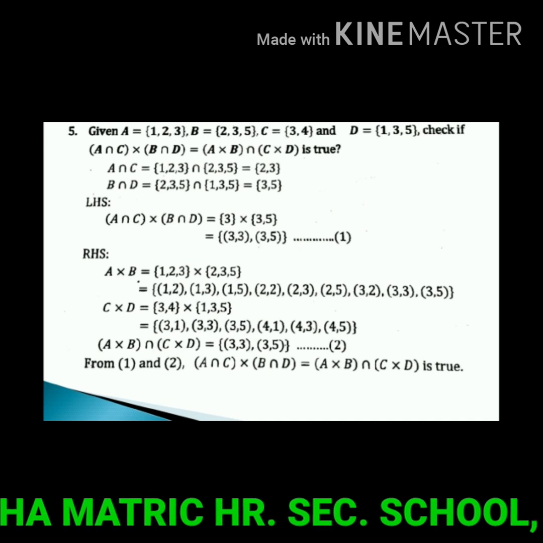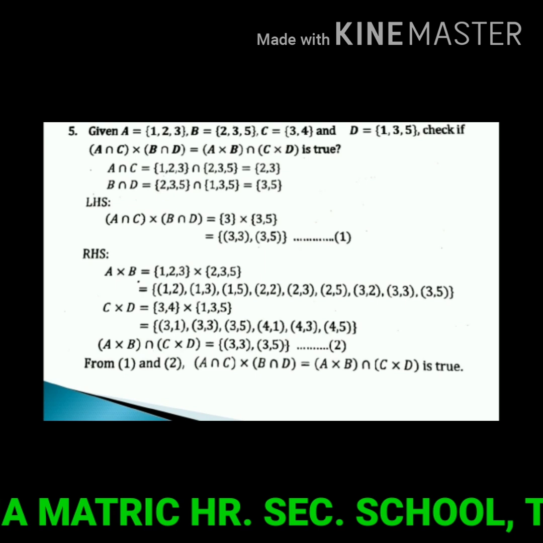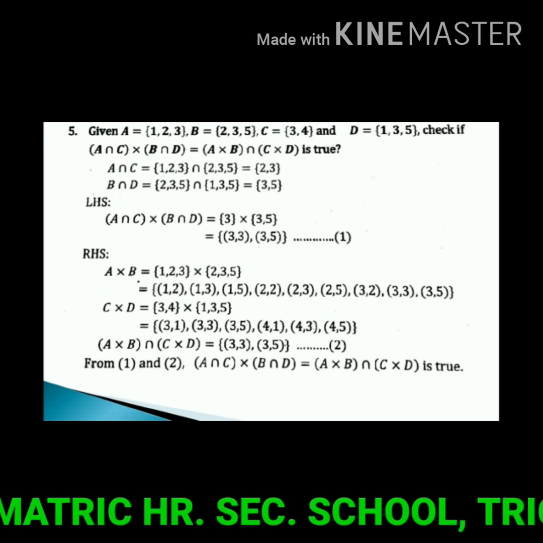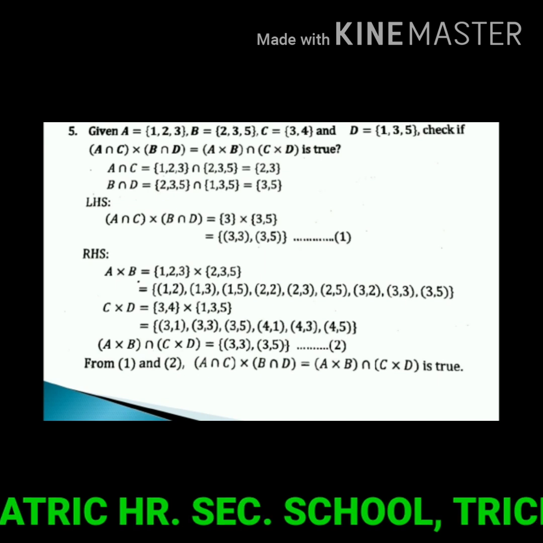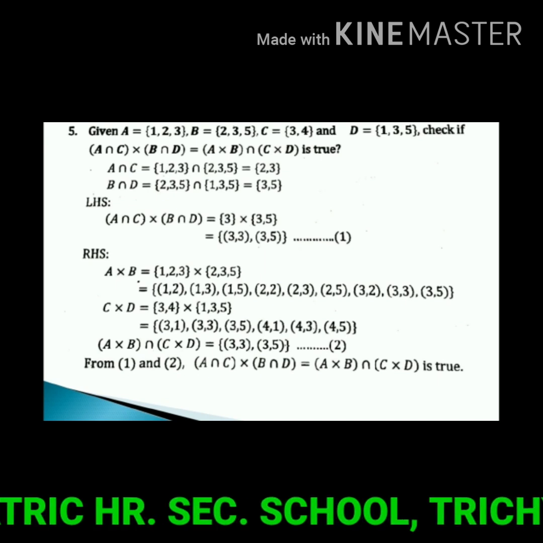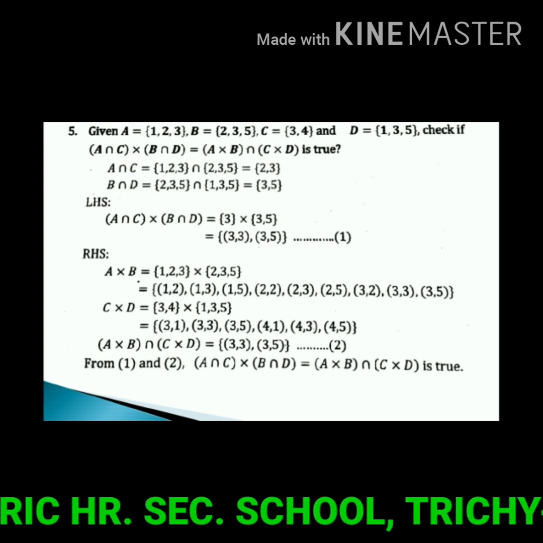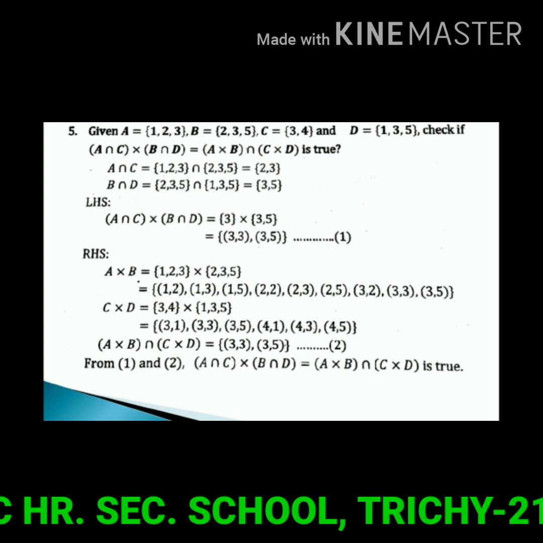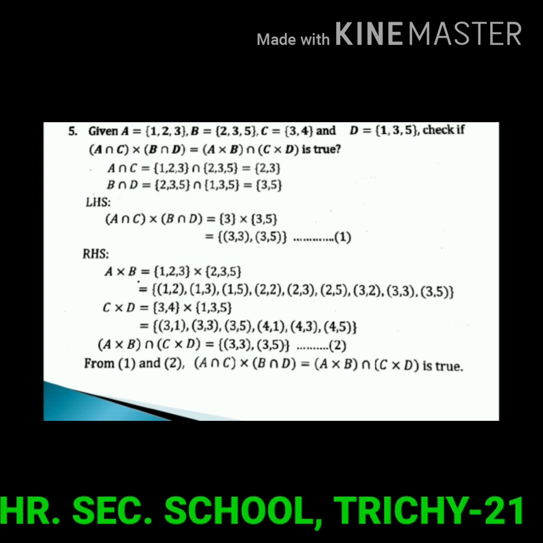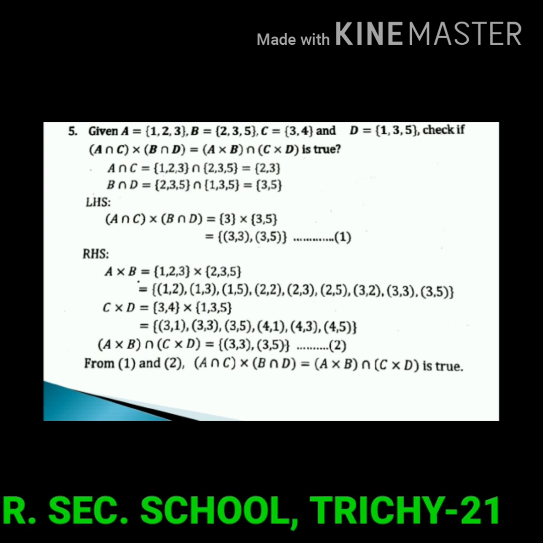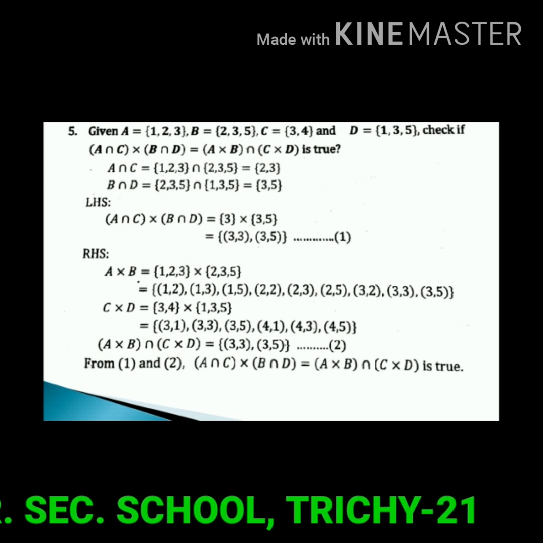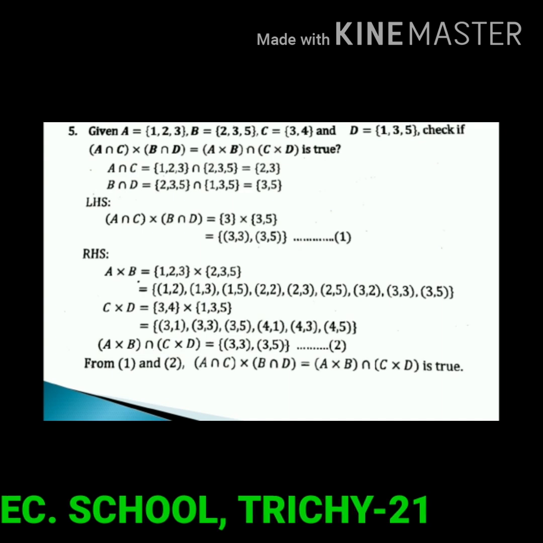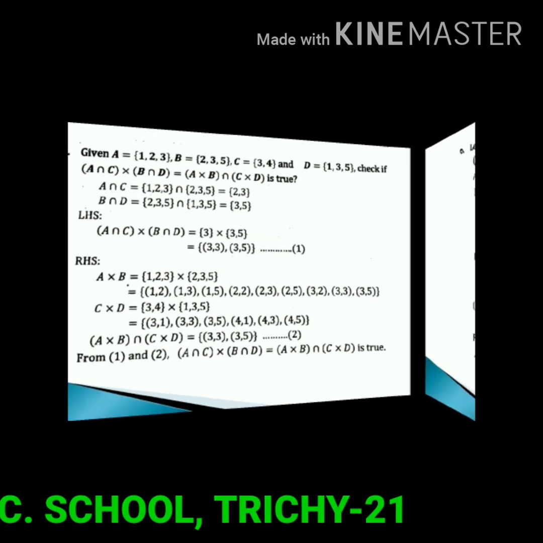Then C cross D is equal to {3, 4} cross {1, 3, 5}. Then we find the cross product (3,1), (3,3), (3,5), (4,1), (4,3), (4,5). Then (A cross B) intersection (C cross D) is equal to (3,3), (3,5). This is equation number 2. So from 1 and 2 we get (A intersection C) cross (B intersection D) is equal to (A cross B) intersection (C cross D). This is true.